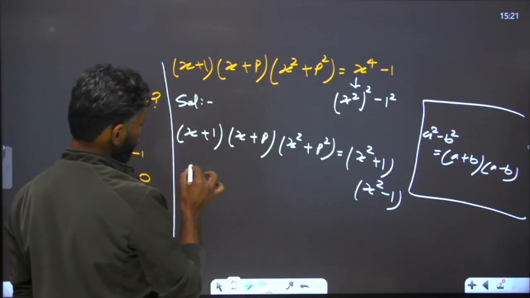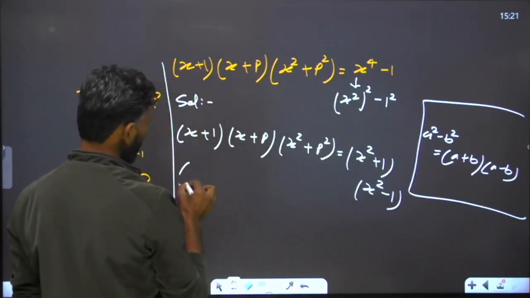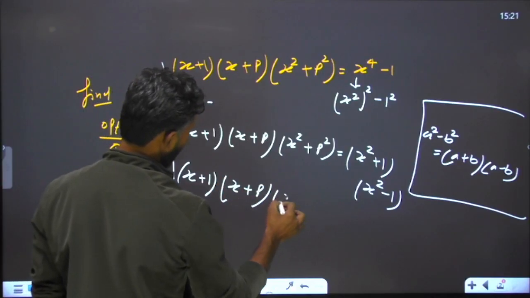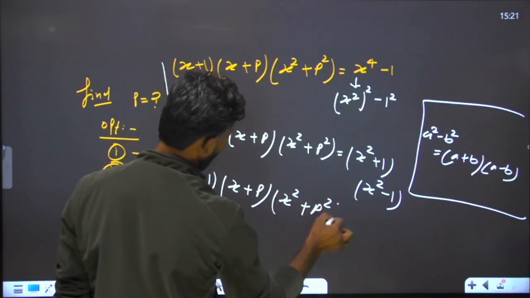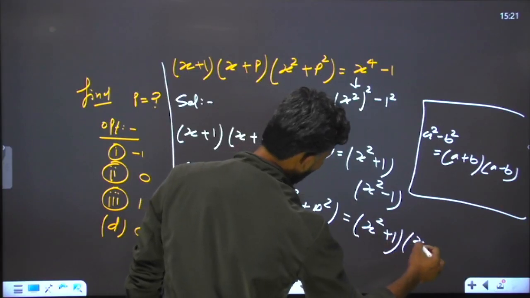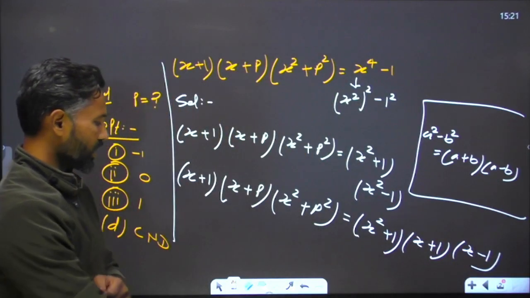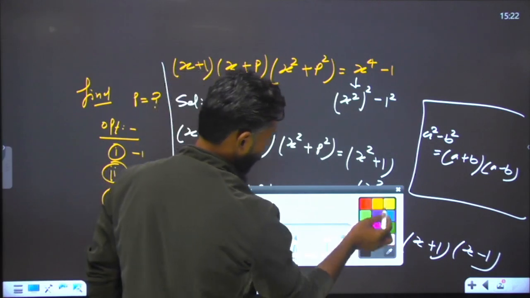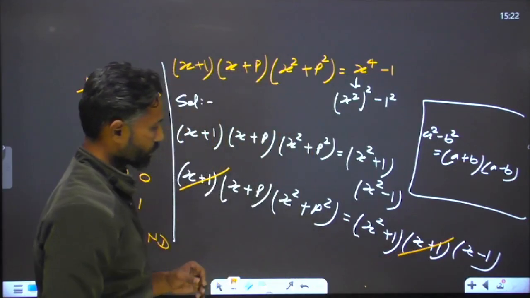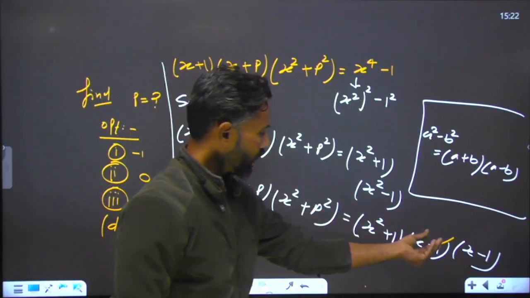Again we are applying a square minus b square on x square minus 1. So I can say that x plus 1 within bracket x plus p within bracket x square plus p square can be equal to x square plus 1 again x plus 1 into x minus 1. If we compare these things and simplify this equation, I can say that x plus 1 both cancelled.